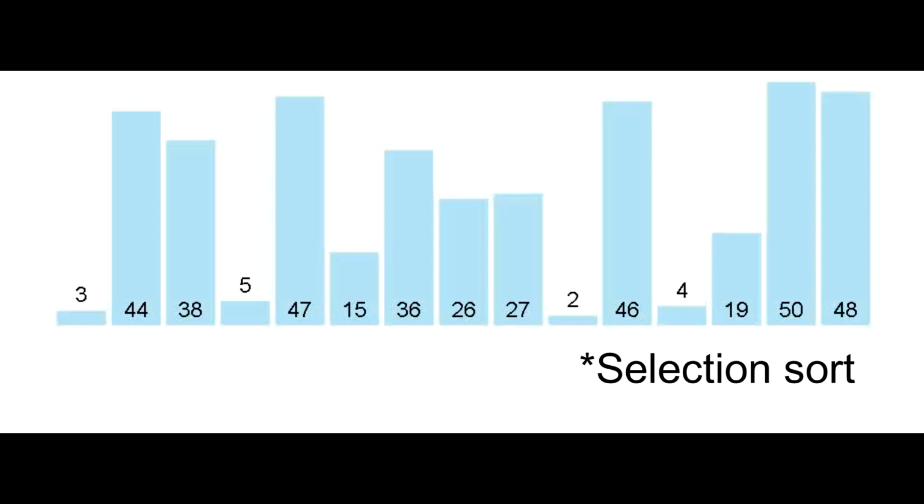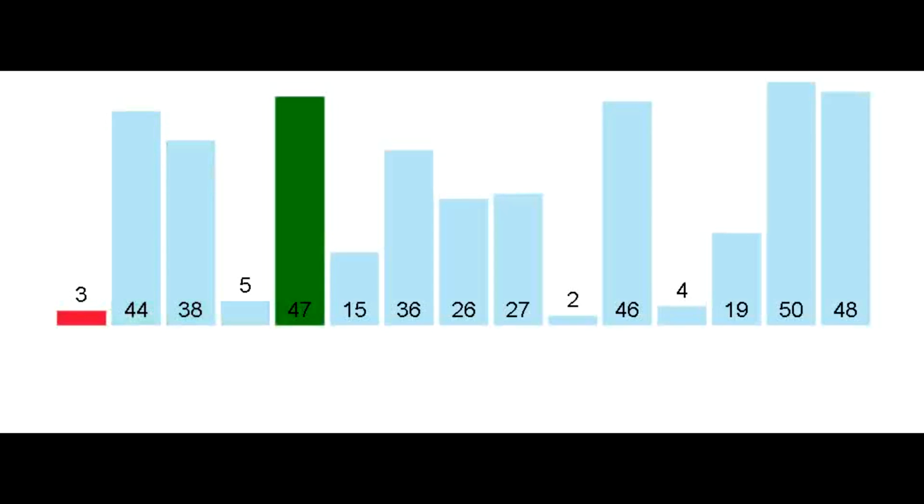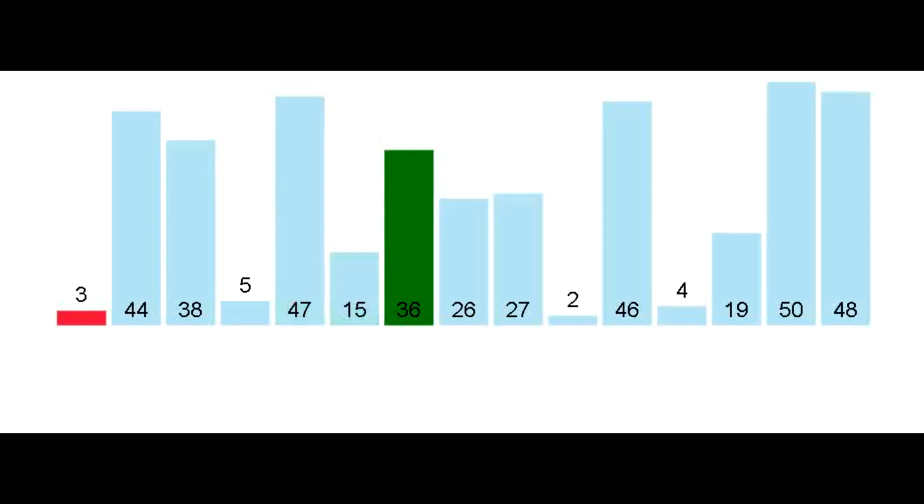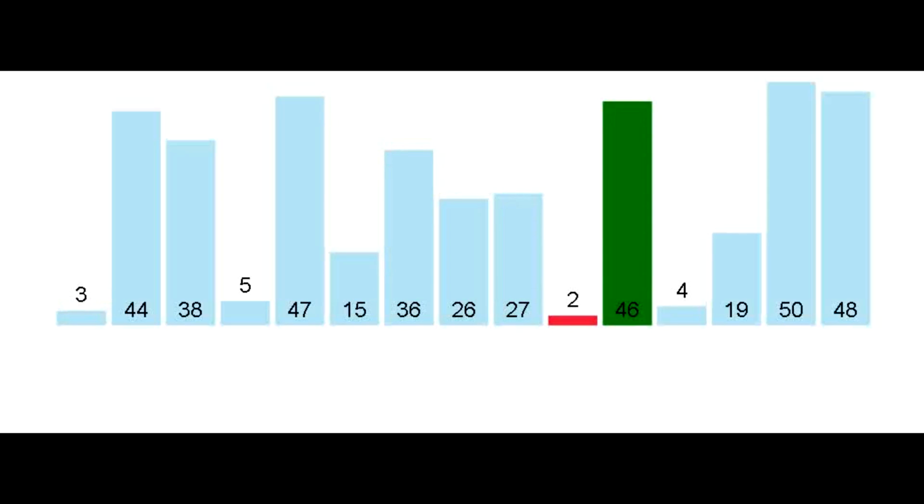Let's look at how selection sort works visually. First, a minimum index value is selected, then it checks all the other values to see whether there is any value lesser than this or not. Now 2 is lesser than 3, so 2 becomes the minimum index value, and then 2 gets swapped with 3.